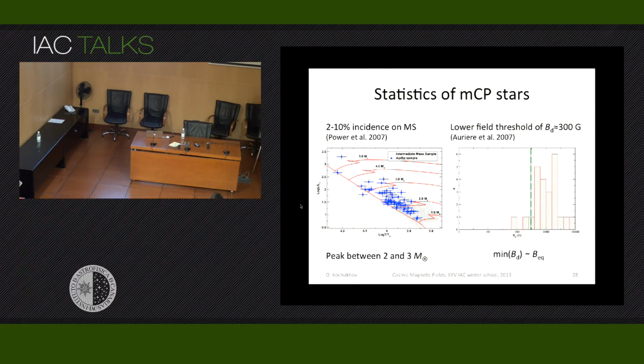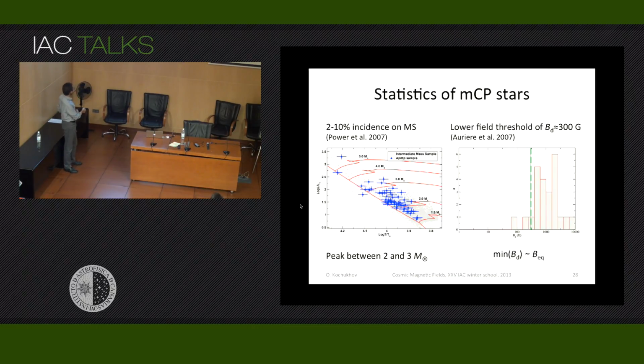And then this is another example of a paper which tried to estimate the incidence, really what is the fraction of stars with this global magnetic field. Well, it's really not very well defined simply because of this lower cutoff. So what is plotted here is, again, an HR diagram, magnetic stars in blue, and this gray background that you see are stars with similar parameters, but without detection of magnetic field.